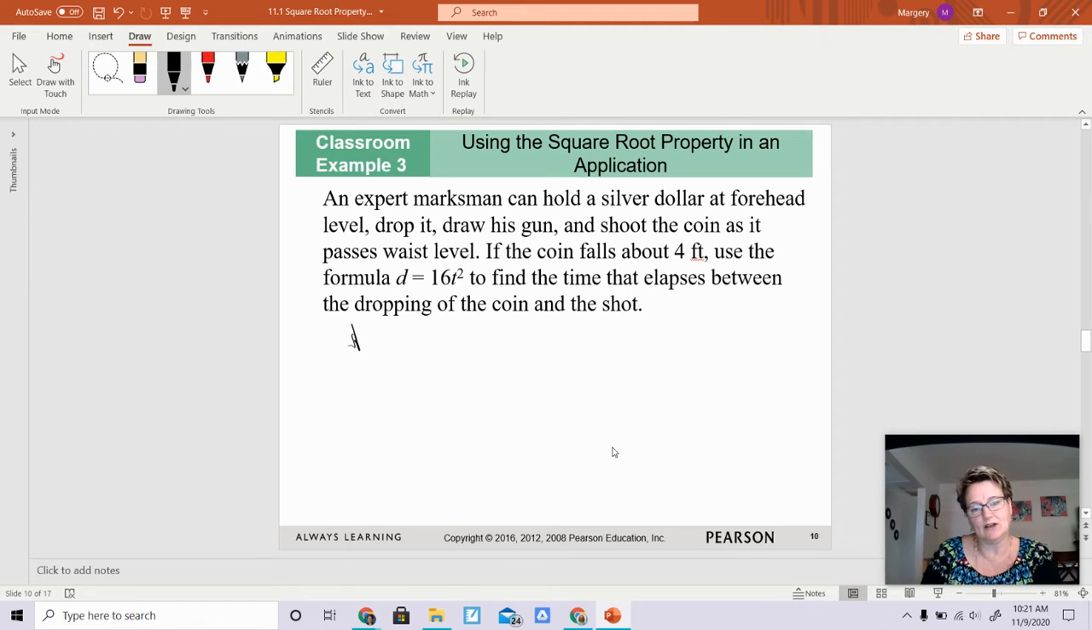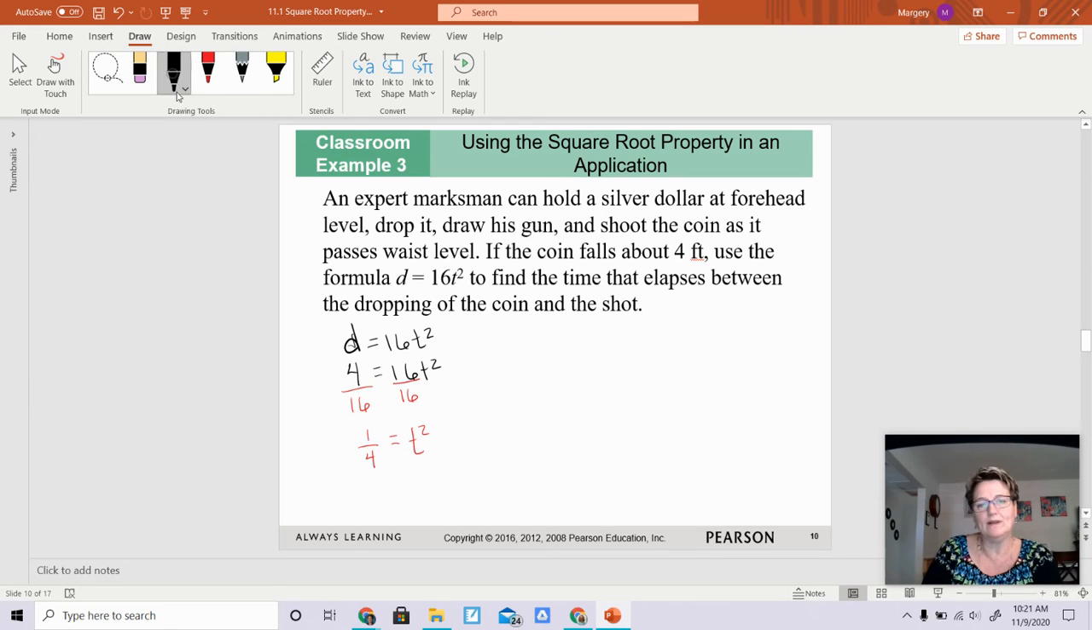So basically, all we're doing is using D equals 16t squared. The distance, remember, is 4 equals 16t squared. Since we're solving this using the square root property, you've got to get t squared by itself. In order to do that, we divide both sides by 16. So we end up with t squared equals, and if you can reduce the fraction, go ahead and reduce it. That gives me 1 over 4. 4 goes into 4 once, 4 goes into 16 4 times.